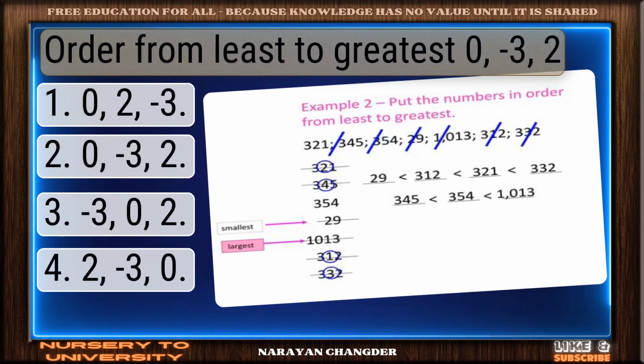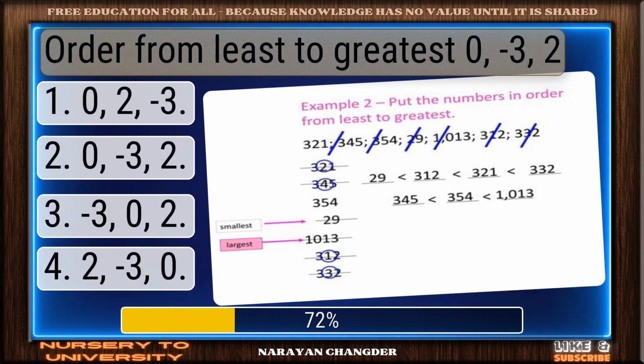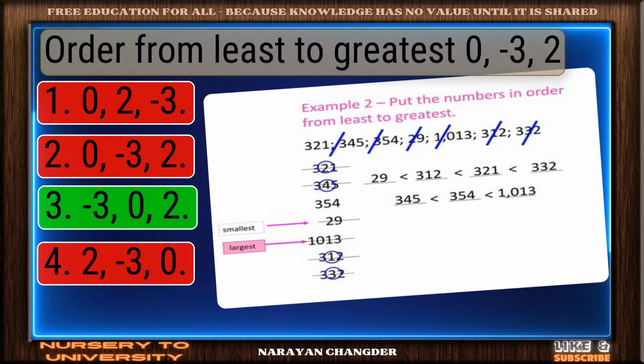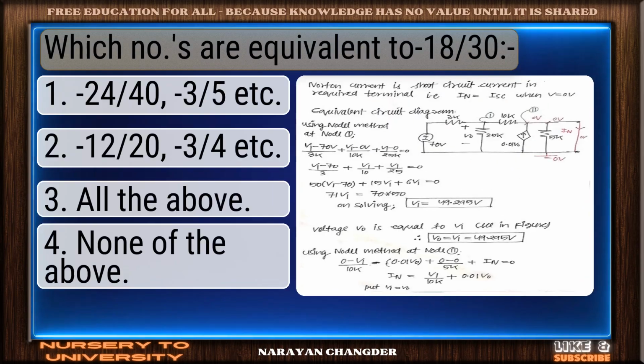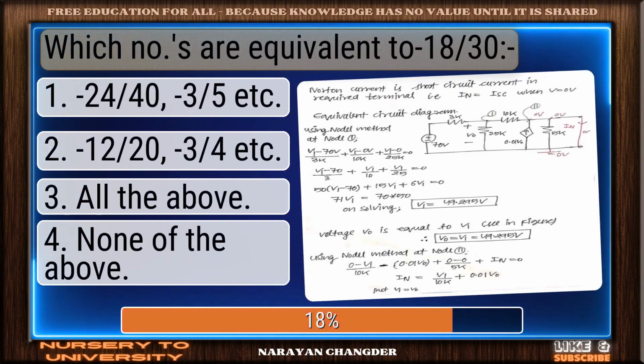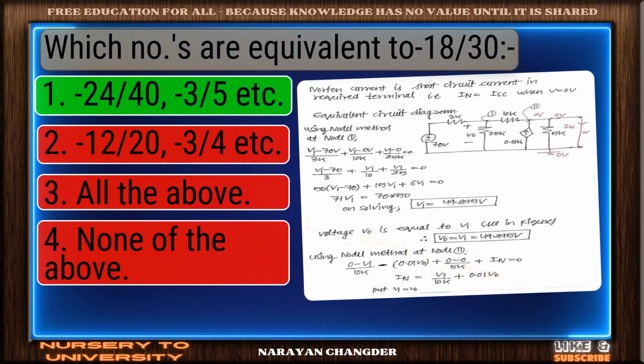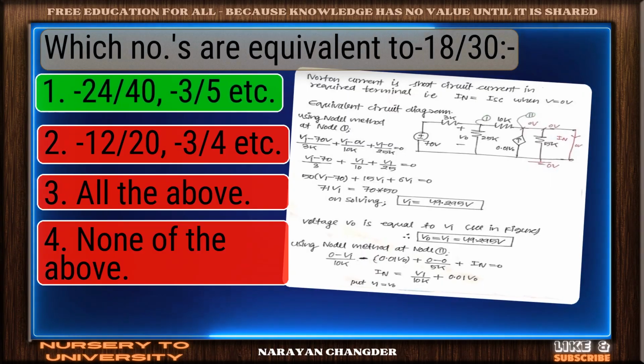Question number 58. Order from least to greatest 0, 3, 2. Right again. 3, 0, 2 is a valid answer. Question number 59. Which numbers are equivalent to 18/30? On track. 20/40, 40/..., 3/5 is the correct answer.